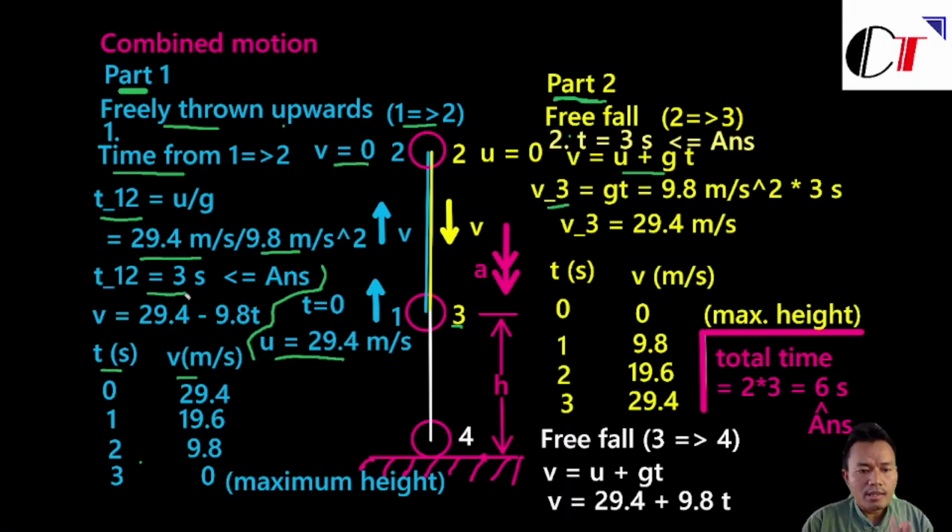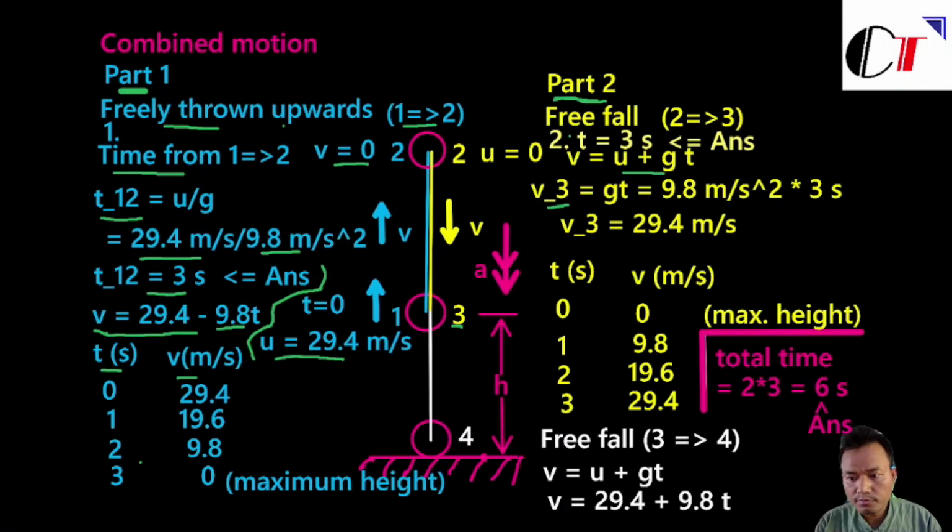Okay, but here let's look even further than that. You want to find the speed at any time t between 0 and 3 seconds. Of course you will get the speed equation, which is just v equals u minus gt. So the initial velocity u is 29.4 and the acceleration is minus 9.8. So your v will be just 29.4 minus 9.8t, right?